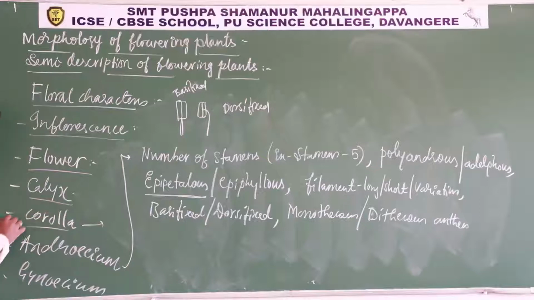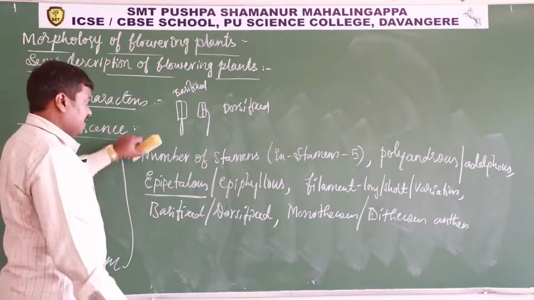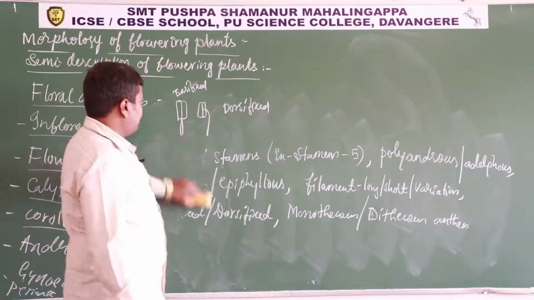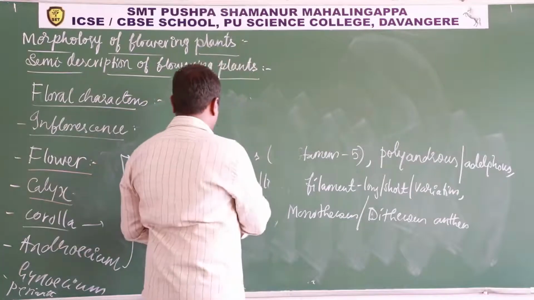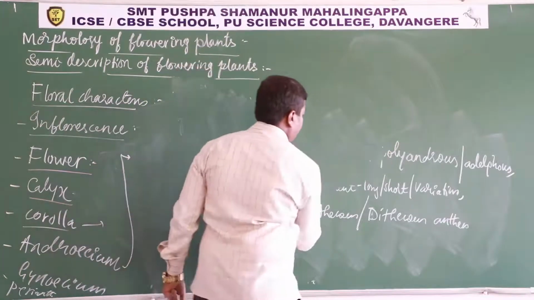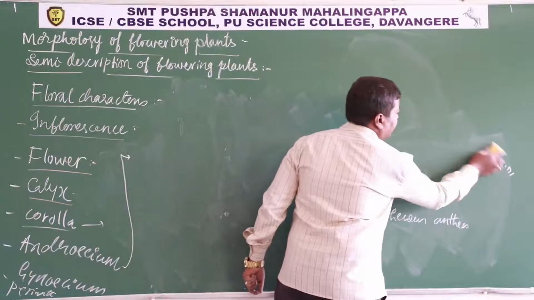If the petal and sepals cannot be differentiated, the condition is called a perianth. I will tell that about the perianth after this gynoecium character. Then androecium. Next, come to the gynoecium character. So this is about the androecium character. Next is gynoecium character. So what are all the things you need to mention under this gynoecium character?